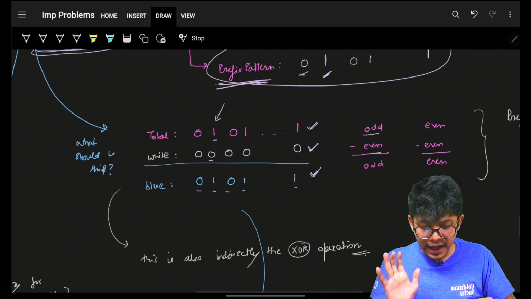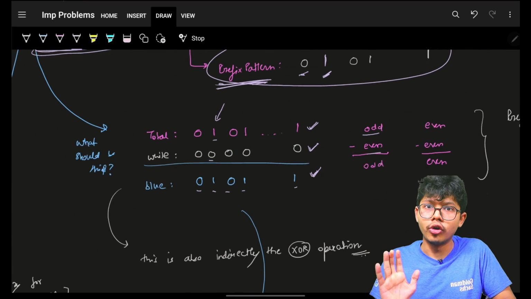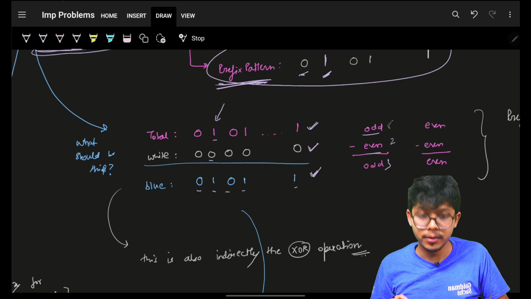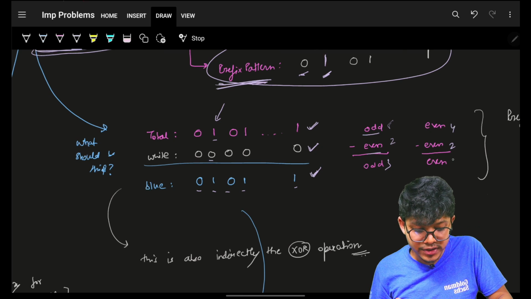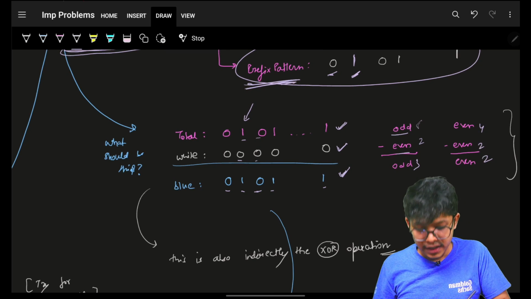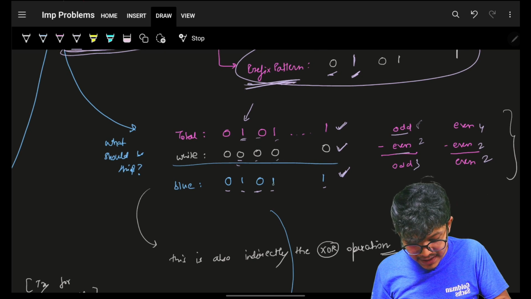So if I come back, I realized, okay, odd minus even is actually odd. 5 minus 2 is 3, an odd number. Even minus even, 4 minus 2 is actually 2, an even number. So 0 minus 0 is 0. 1 minus 0 is 1. 1 minus 0 is 1.